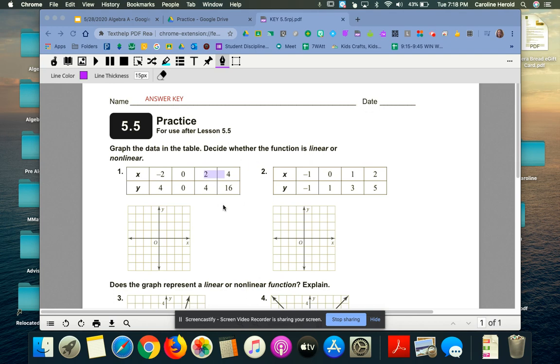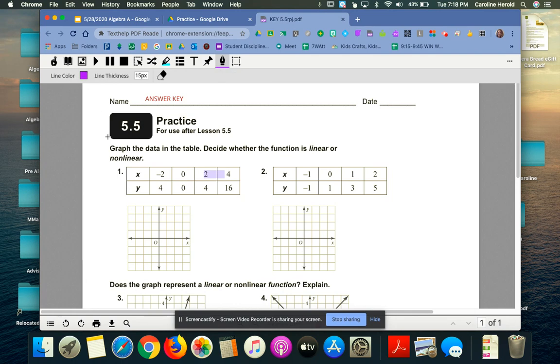All right, so our first job is to decide, it says graph the data in the table, and then decide whether the function is linear or nonlinear. So let's go ahead. I'm going to use my freehand tool here. (-2, 4) would be over here and up here. (0, 0) is right here. (2, 4) is over here.